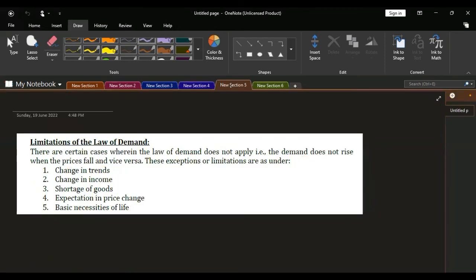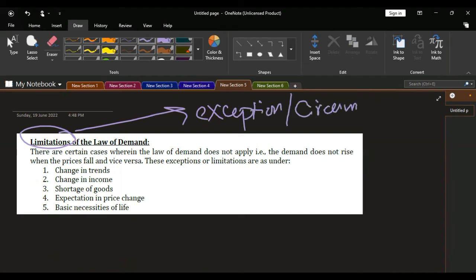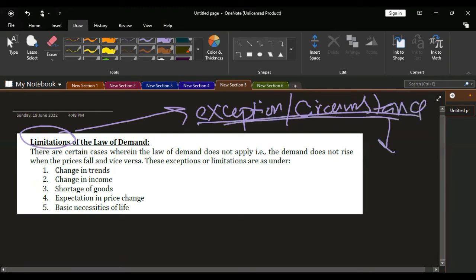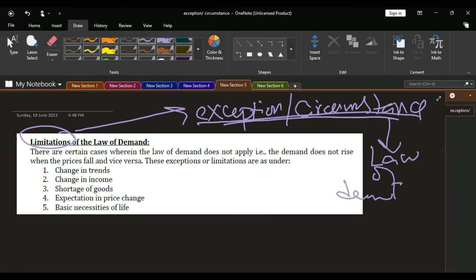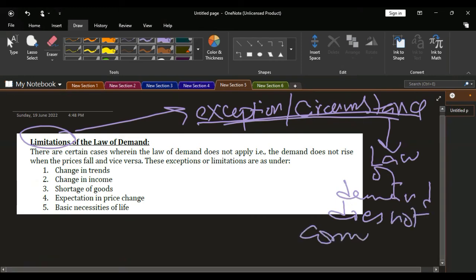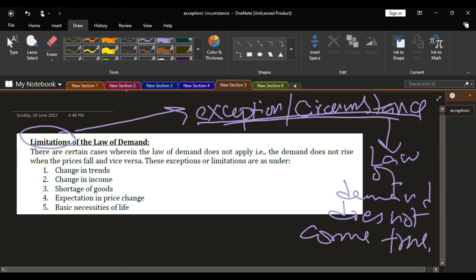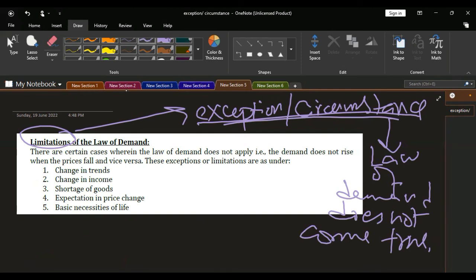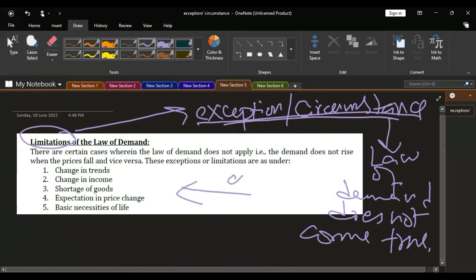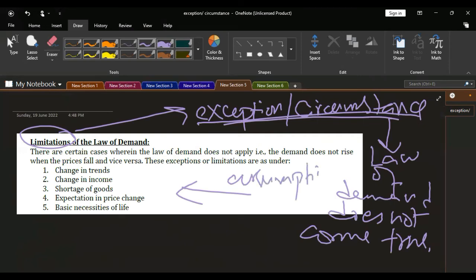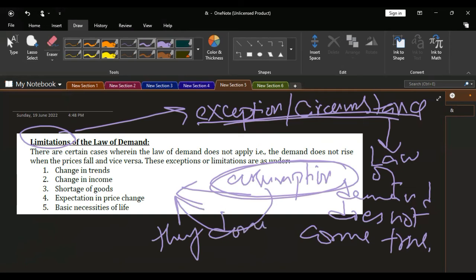Next one is limitations. What are the exceptions, or what are the circumstances under which the law of demand does not come true? It means the situations under which the things that are named as assumptions do not remain fixed or constant. So all the assumptions that we are assuming will remain constant, but in reality they do not remain constant.